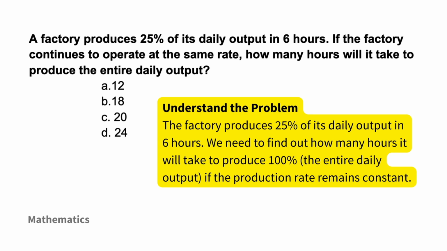Alrighty, now let's remember to understand the problem. The factory produces 25% of its daily output in 6 hours. We need to find out how many hours it will take to produce 100%, the entire daily output, if the production rate remains consistent.